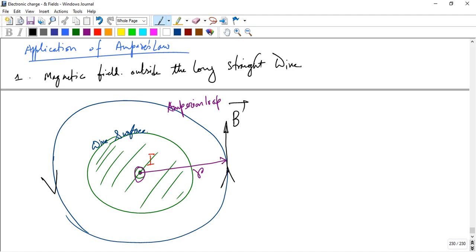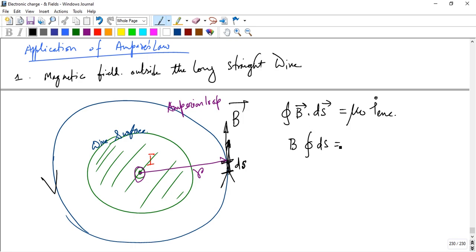And choose a very small differential length of that Amperian loop, ds. Okay, now apply Ampere's law here. The integral of B dot ds equals mu 0 I enclosed by that Amperian loop. Very important. B and ds are both in the same direction, so cos 0 is 1, so you get B times the integration of ds, that is mu 0 I enclosed. So we get B s equals mu 0 I enclosed. So finally B equals mu 0 I enclosed by s.